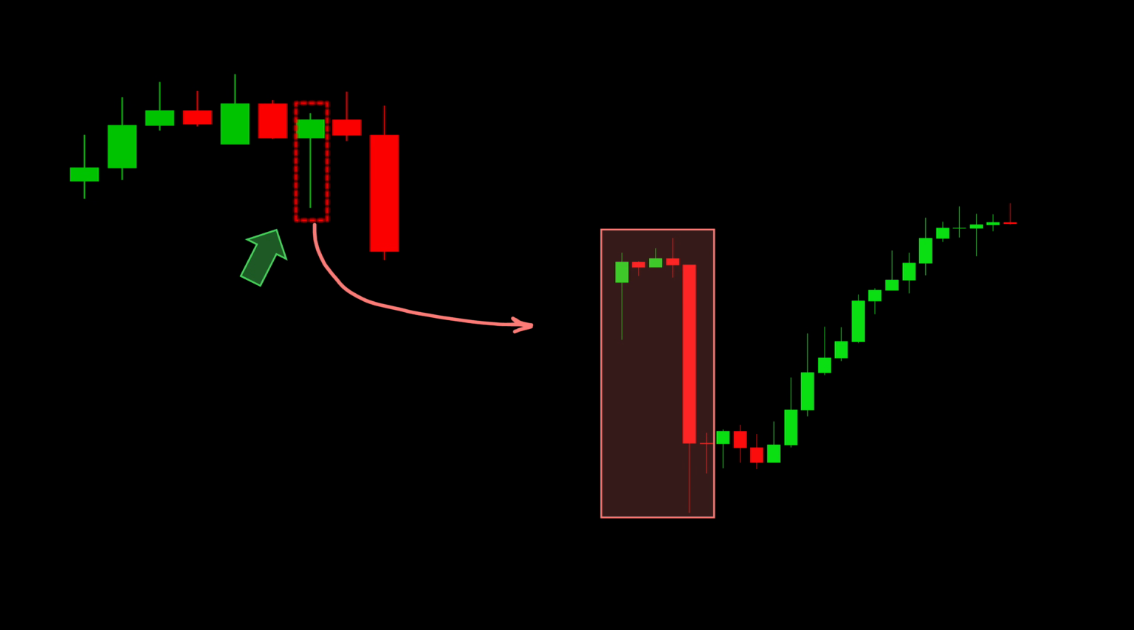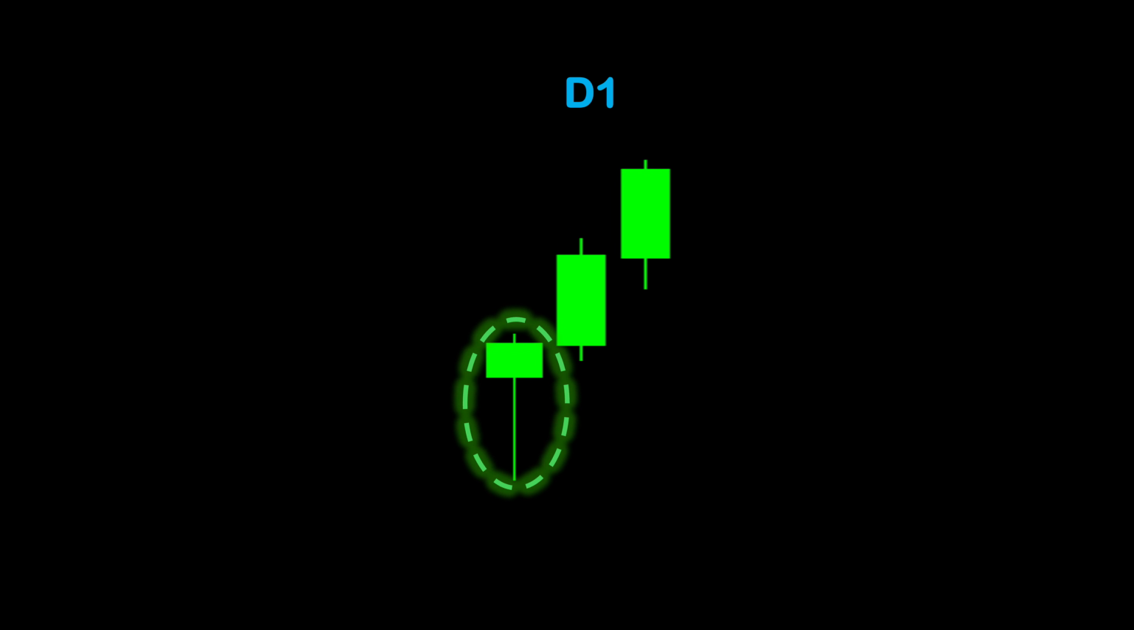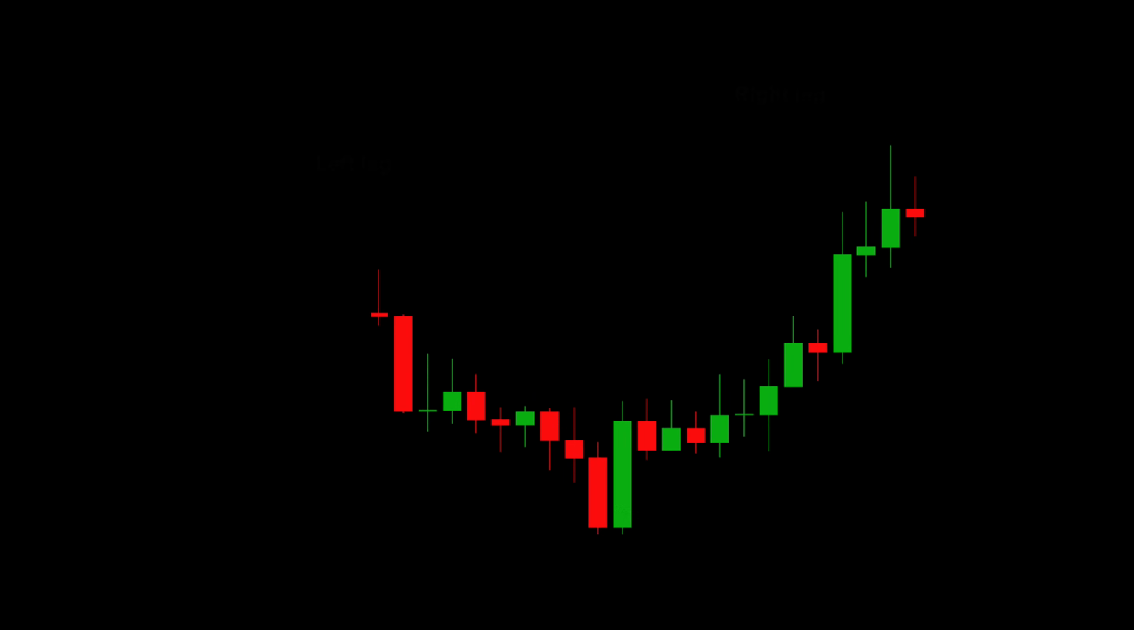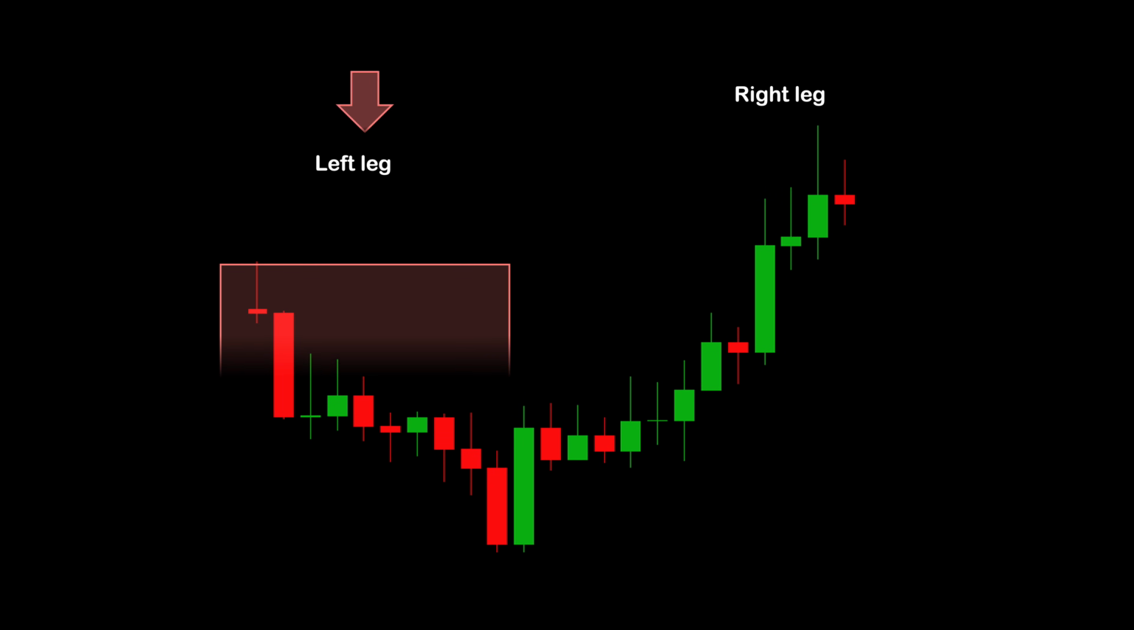So now let's move over to the candlestick pattern that worked and analyze it in detail. Also here, in order to get the details of this candlestick pattern, we need to go down to the smaller time frame, which is 1 hour in this case. And here we'll start by looking at the left leg.